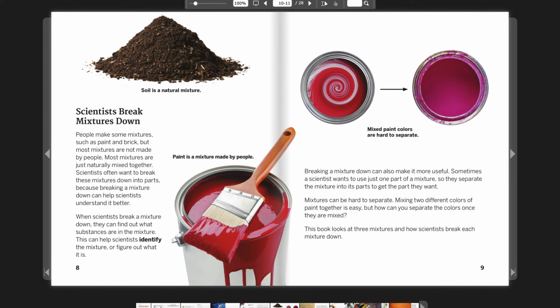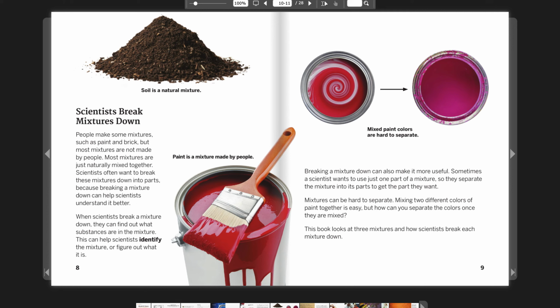Scientists break mixtures down. People make some mixtures, such as paint and brick, but most mixtures are not made by people. Most mixtures are just naturally mixed together. Scientists often want to break these mixtures down into parts because breaking a mixture down can help scientists understand it better. When scientists break a mixture down, they can find out what substances are in the mixture.